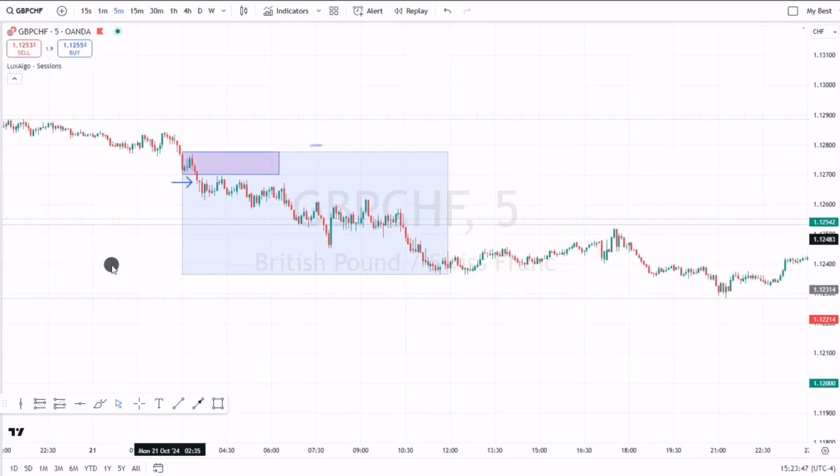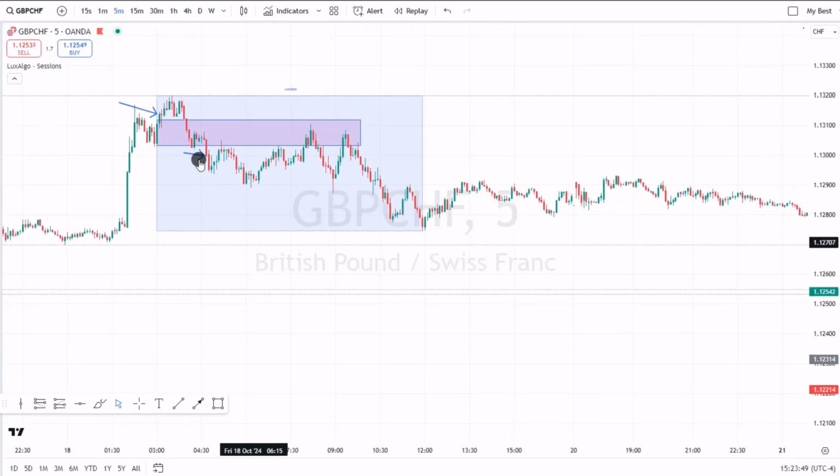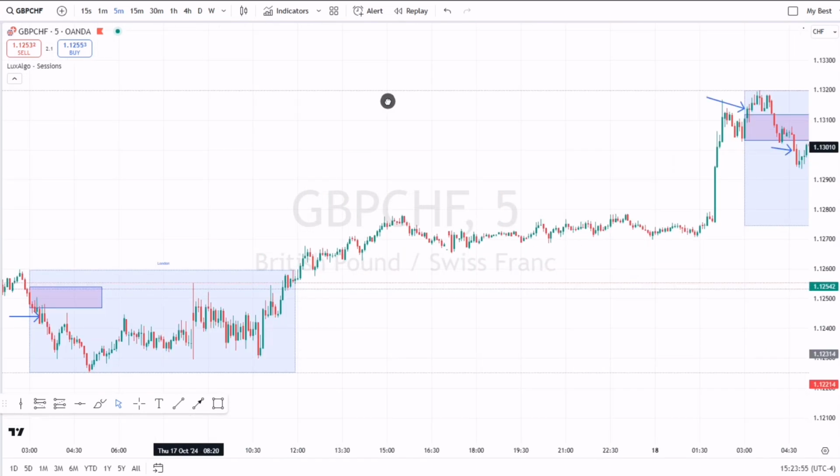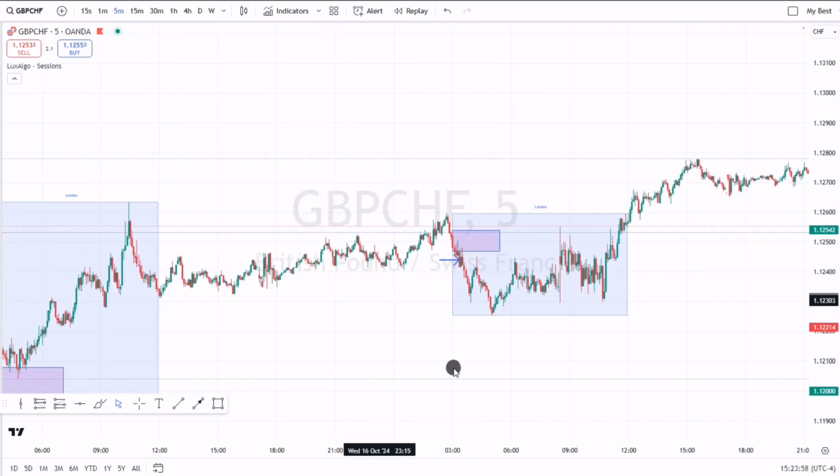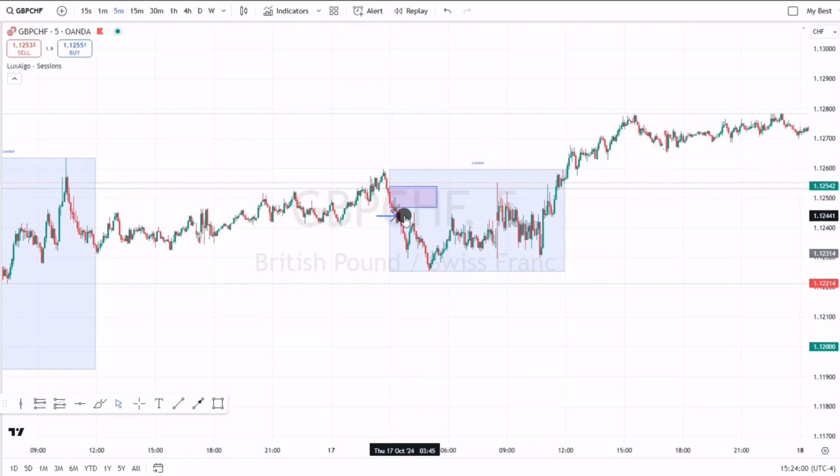Right here it was easy, just 1 attempt. Right here it was easy. Right here the first attempt was not a success, the second attempt was good. So this is how it rolls. First attempt, you make it. Remember not to hold for too long. So maybe right at this place you would have taken your profits.